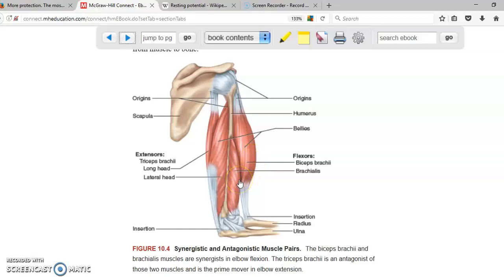But this one helps. So this one is called a synergist. Basically it means that it enhances or helps the other muscle in order to perform the movement. And this is going to be a synergist, and it's going to be an agonist muscle because it helps this one to perform the movement. Now, this other muscle is called the triceps. The triceps is going to be an antagonist because it's going to do the opposite of what these muscles are going to do.